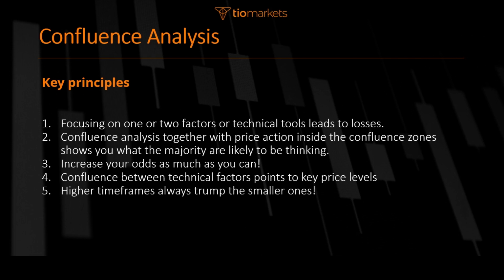So the idea is to increase the odds as much as you can. One or two factors doesn't do that, but if you add more factors together, you are increasing your odds and you are moving in the right direction. Then number 4, confluence between technical factors points to key price levels. This is actually something I said already. If we have several technical factors pointing to one price level or area, then we are better off than just using one line that we draw on the chart.